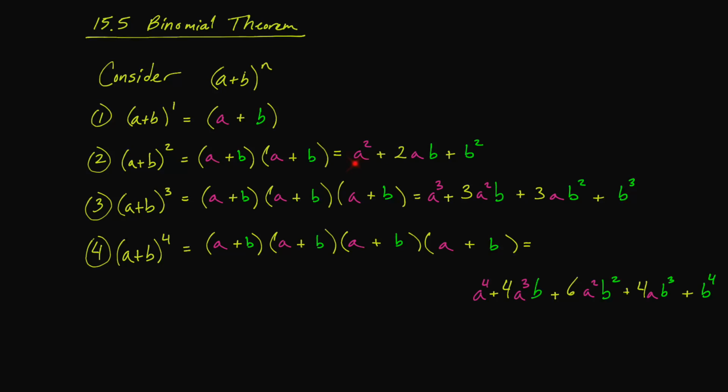So in this case, I have a squared plus 2ab plus b squared, and here I have a cubed plus 3a squared b plus 3ab squared plus b cubed, and so on and so forth. Down here, a to the fourth plus 4a cubed b plus 6a squared b squared plus 4ab cubed plus b to the fourth. Now let's see if we can rewrite this in a different fashion.